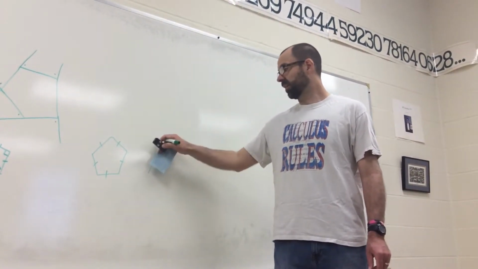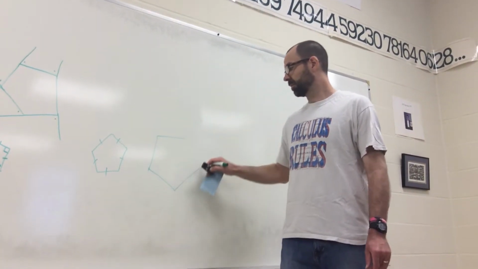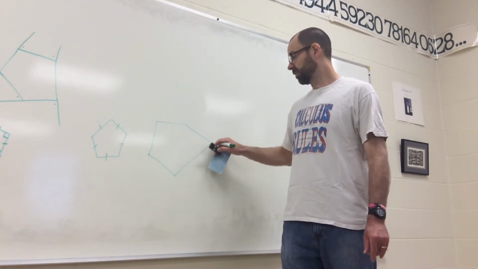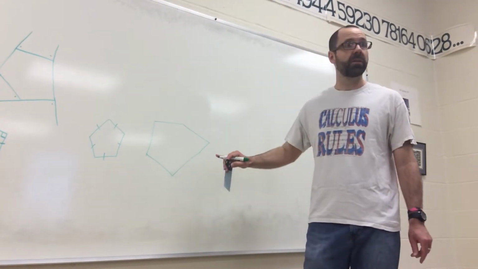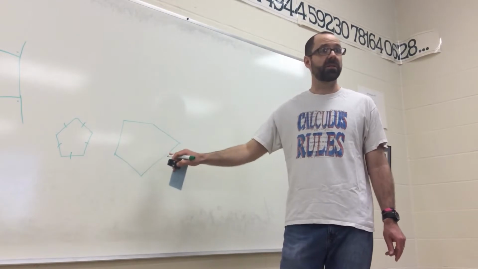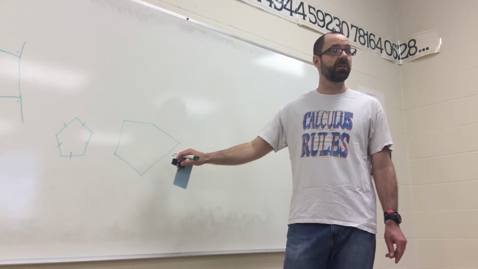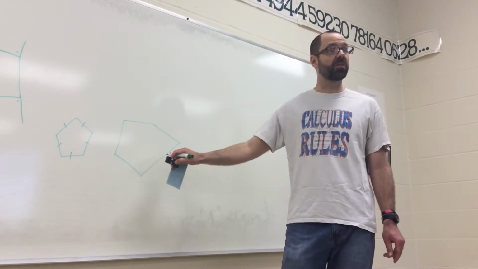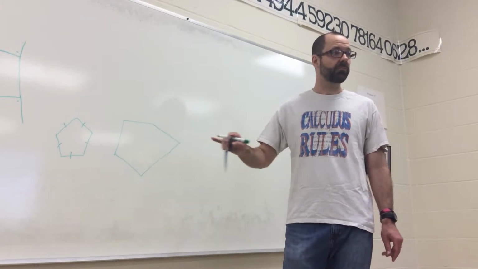But then here's a pentagon that's not regular. Because on this pentagon, the sides are different. And probably the angles are different too. Okay, so a regular polygon has to be all sides congruent, all angles congruent.